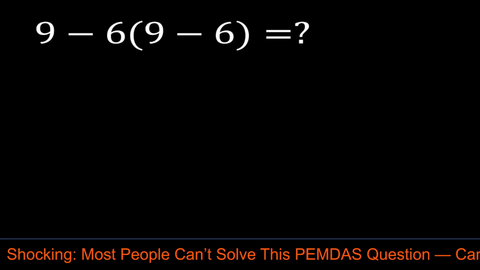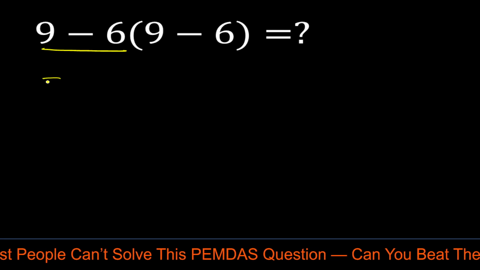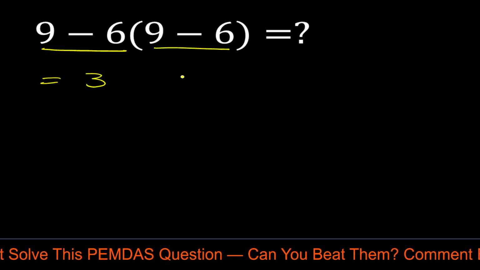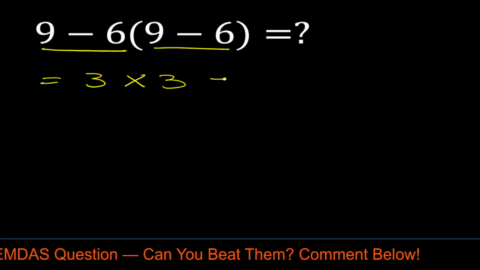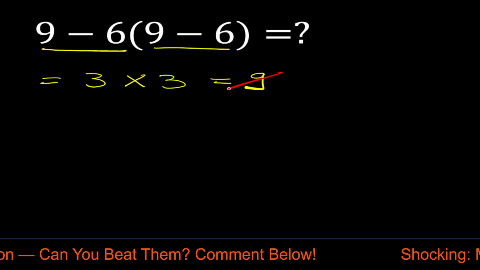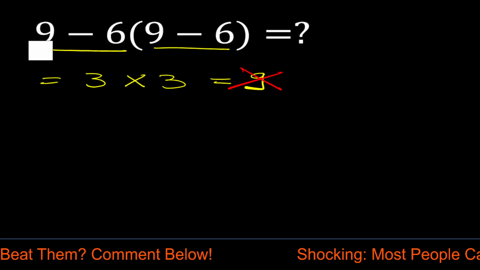So most people solve this question like 9 minus 6. So 9 minus 6 is equal to 3, right? Then again 9 minus 6. So 9 minus 6 is equal to also 3. Now 3 times 3. So 3 times 3 is equal to 9, right? But this answer is not correct. This answer is completely wrong.